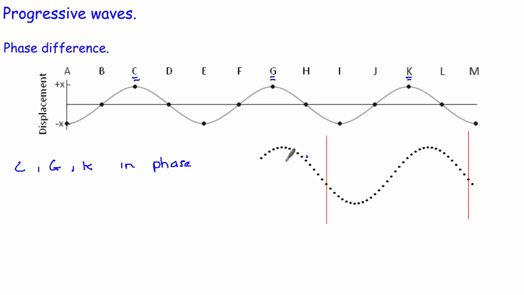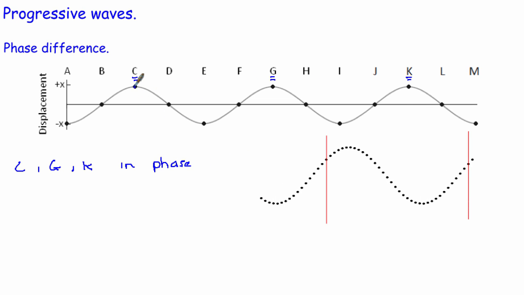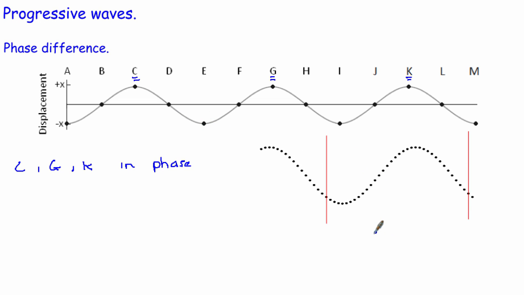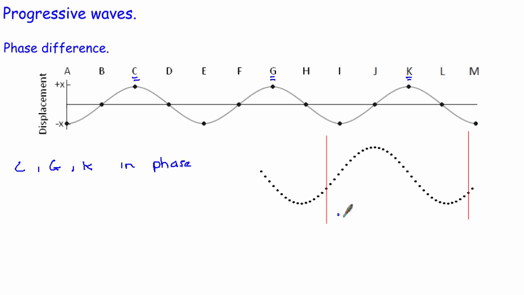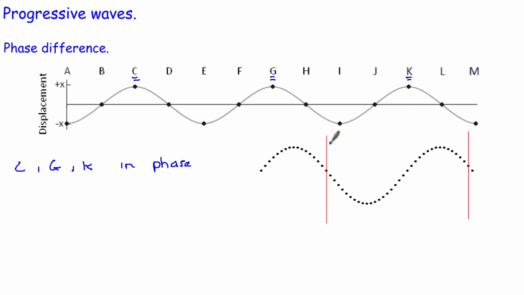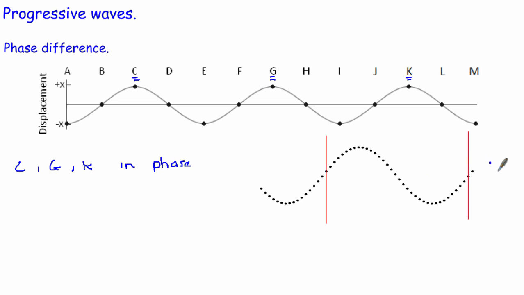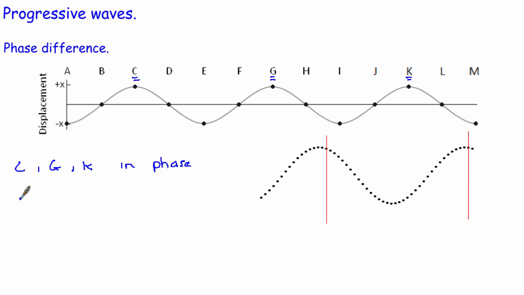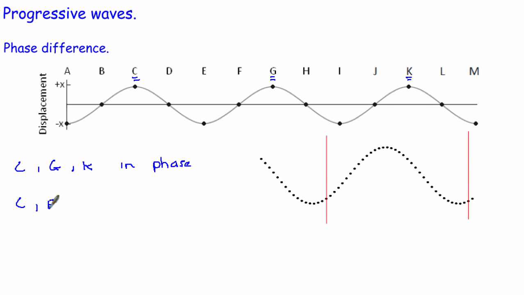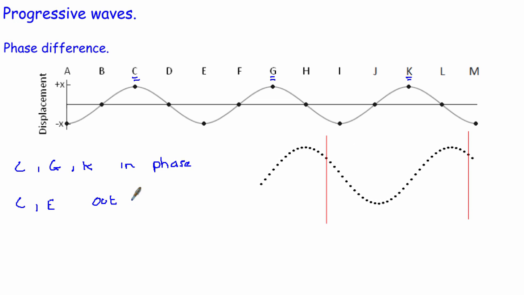Now, you can also look at the relationships between things that aren't in phase. If you think about this one here and this one here, for example, that's the same as thinking about a peak and a trough. When this one's at the peak, it's going to start going downwards. When this is at a trough, it goes upwards. So they do exactly the opposite thing. So in that case, C and E are completely out of phase with each other.